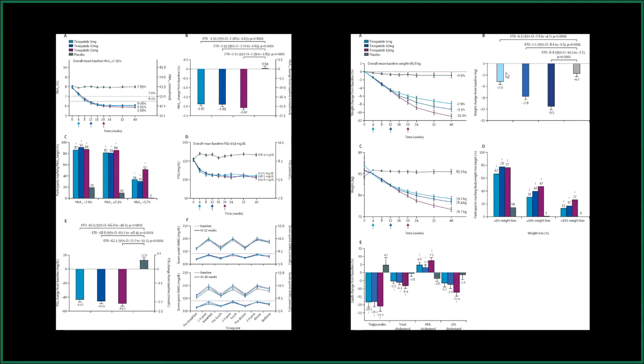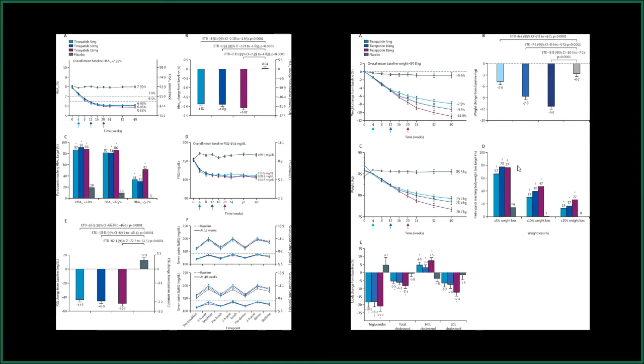This is the weight change from baseline in kilograms, and this is the actual weight. They started around 85 and went down to about 76 kilograms. And these are the changes in the lipids. You see a significant drop in triglycerides and total cholesterol, an increase in HDL, and a decrease in LDL. So you have a whole range of effects.